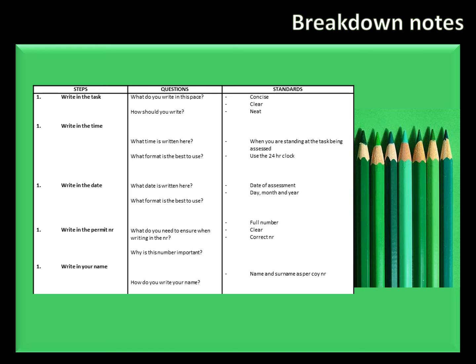Step number 2, write in the time. Go to standards. So your answers are when you're standing at the task being assessed and use the 24-hour clock. Go back to the middle and look at the questions. What time is written here? What format is the best to use? Next step, write in the date. The answer is date of assessment, the day, the month, and the year. So the question is, what date is written here? What format is the best to use?